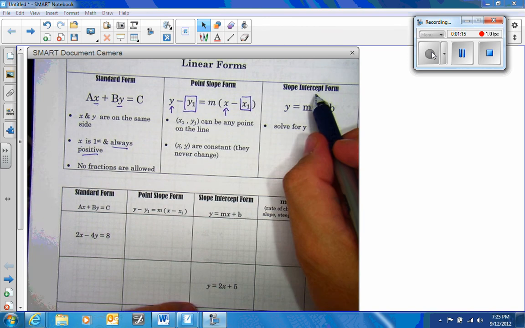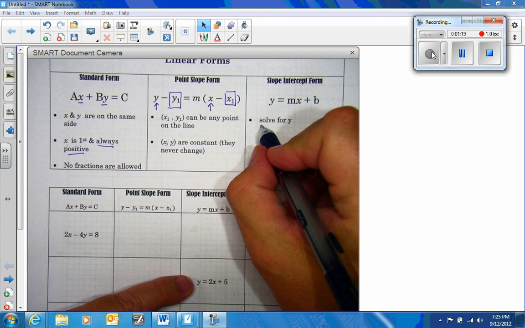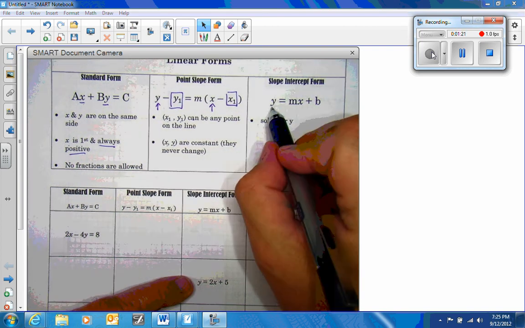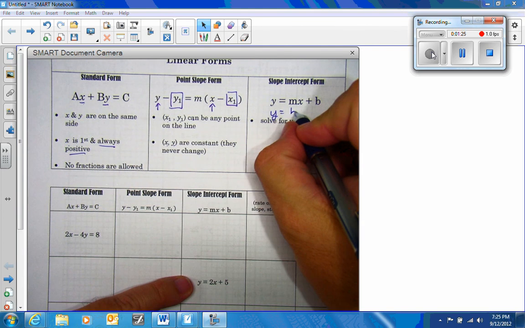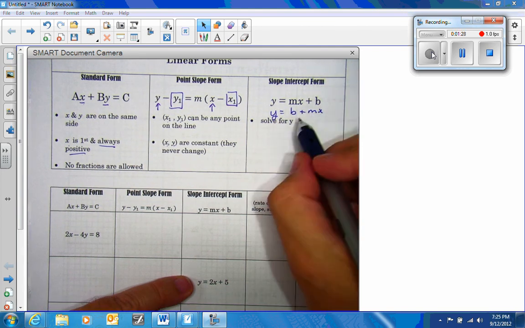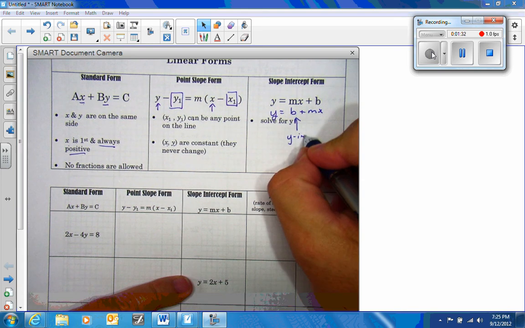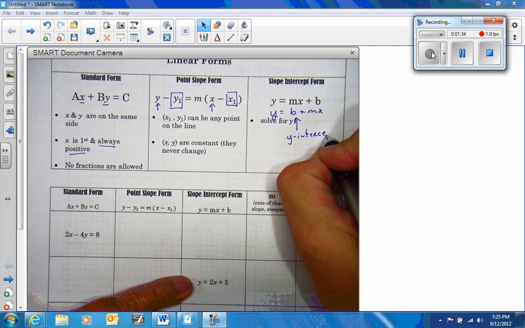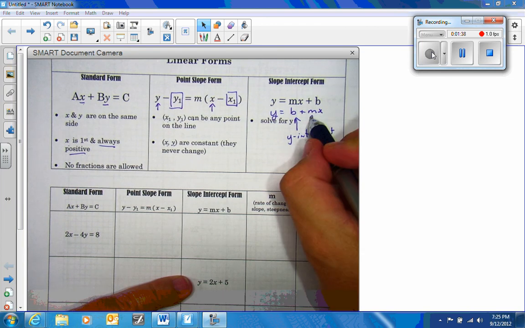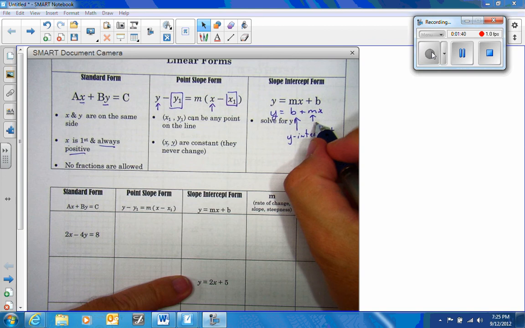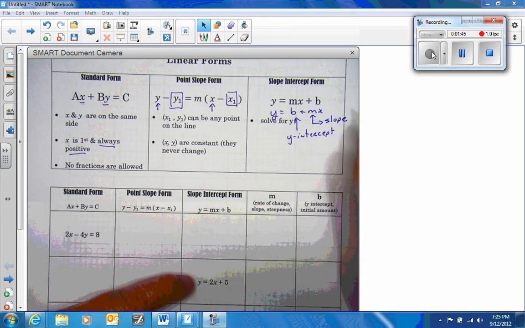All right, and then last, slope-intercept form. On your slope-intercept form, remember, we're going to solve for y. So you've got to get it to look like y equals mx plus b, or remember we talked about b plus mx. I'll accept either one. Remember, b is your y-intercept. That's where it crosses the y-axis. Your m, not the x, only the m, is your slope. We talked about that in class today.